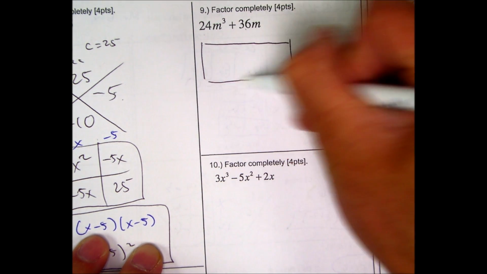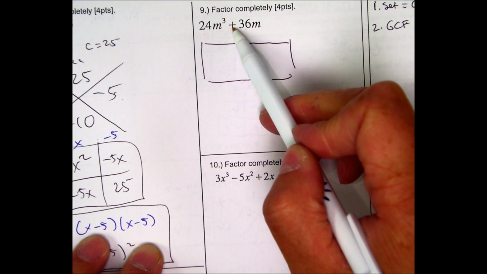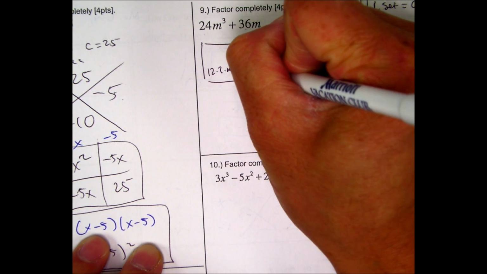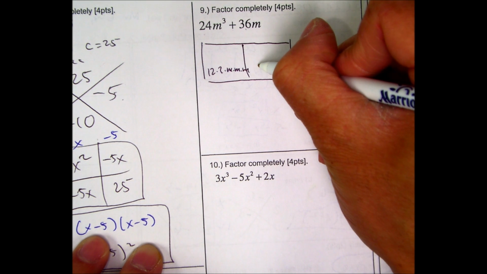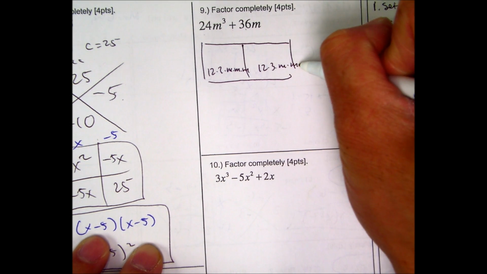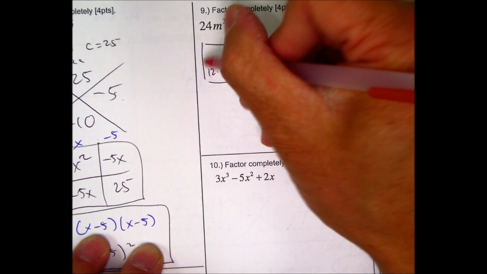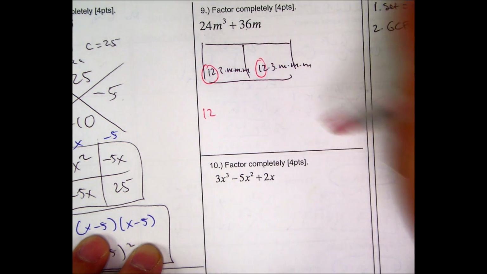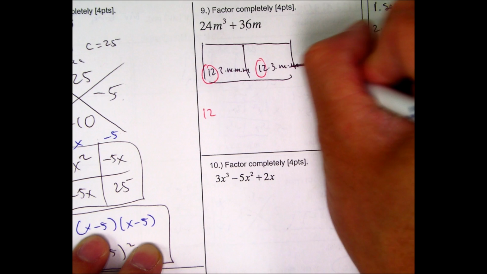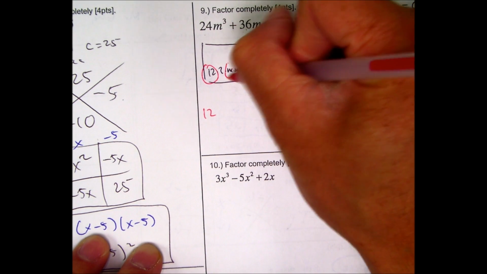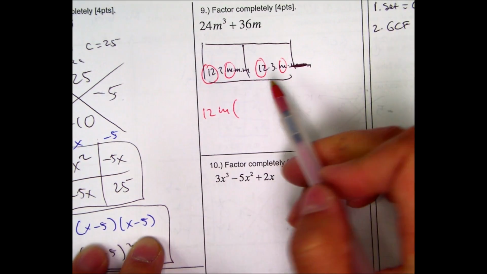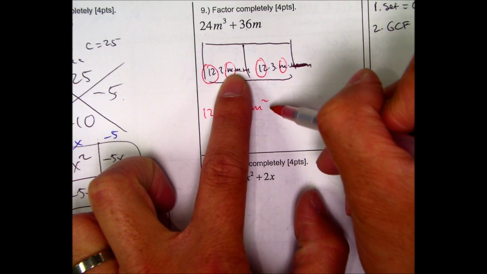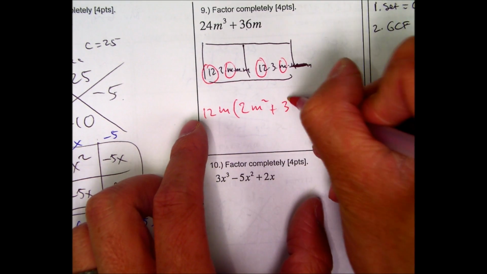So let's break these apart. 2 boxes because I have 2 expressions separated by the math operation. 24m cubed can be 12 times 2, and then m times m times m. 36m can be 12 times 3 times m times m times m. I'm going to circle what they have in common, so they have 12 in common. They also have m and m. And then you just write what you did not circle. So that would be 2m squared. The math operation is a plus sign, and then you didn't circle the 3. So this would be your answer.